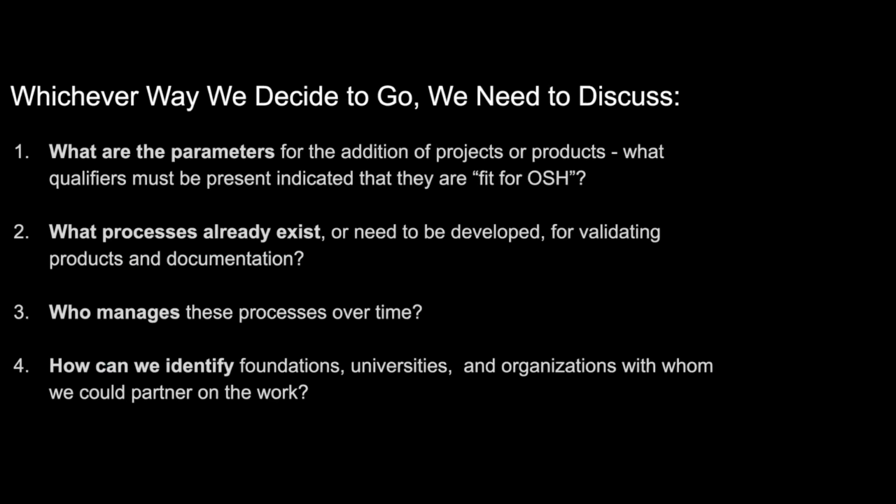I can let you read through them, but basically it just focuses on project parameters for inclusion, what processes might need to be created, or what processes already exist, who manages all of this work moving forward, because there are many different organizations, networks, and ecosystems and individuals who are interested in this, but how does this work get carried over time? And then, finally, how can we identify some of the ongoing projects?